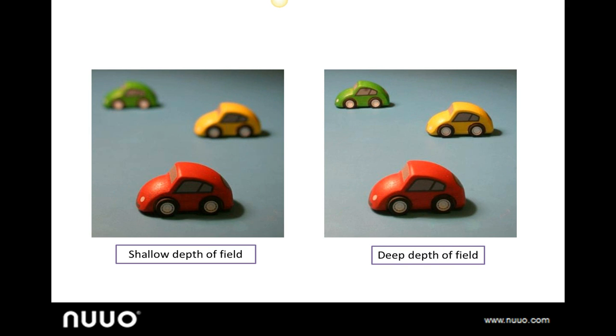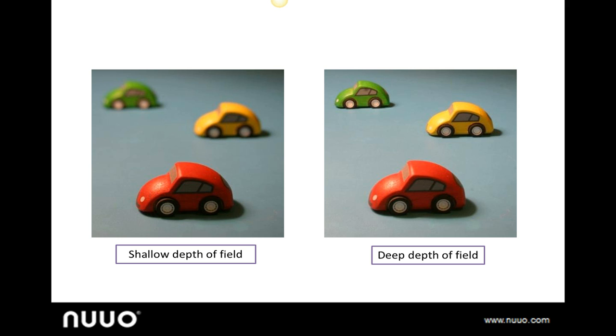In those pictures, you can see there's a different depth of field. On the left side, the depth of field is more shallow, so you can see the car on the far side is very blurred. On the right side, you can see the green car very clearly because the depth of field is deeper. When the distance between the closest and the furthest point that comes into focus is long, the depth of field is called deep. And when short, the depth of field is called shallow.